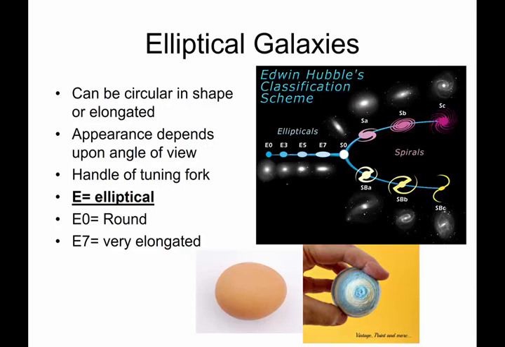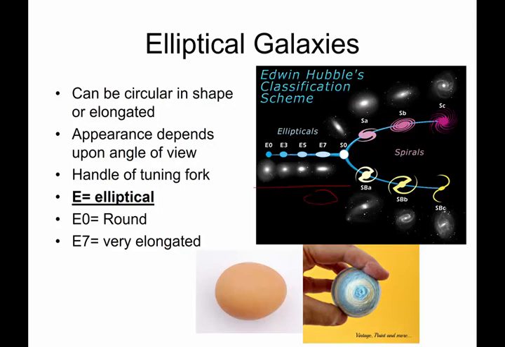Now, on Hubble's tuning fork, elliptical galaxies are on the handle, and they have letters E for elliptical, and then they go E0, E3, E5, E7, as you go from very, very, very round to a situation where they are very oval.